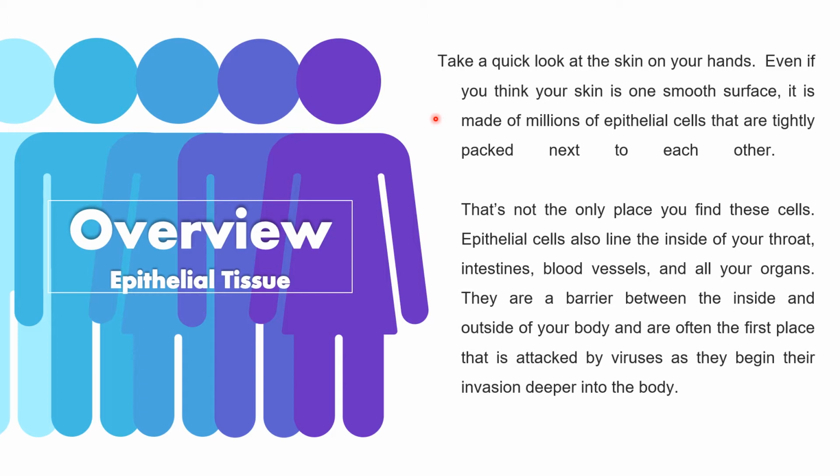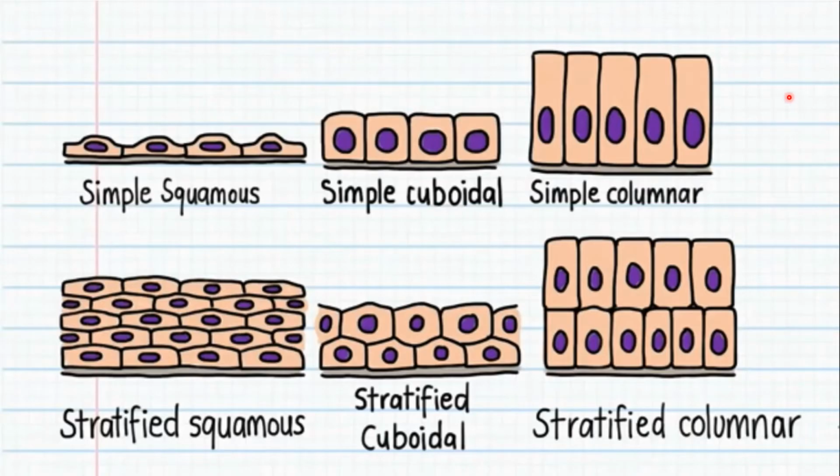They act as a barrier between the inside and outside of your body and are often the first place that will be attacked by viruses as the viruses begin their invasion deeper into our body. Here are the different types of epithelial tissue. Notice that each type is named with 2 words, like simple squamous, simple cuboidal, stratified columnar, 2 words.